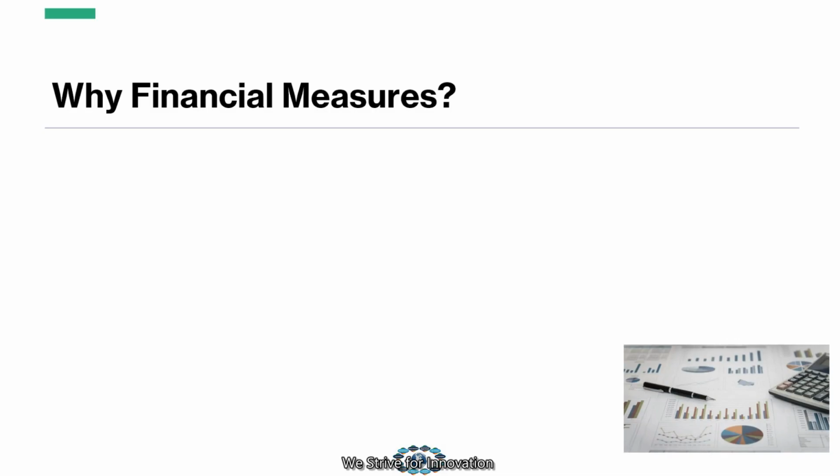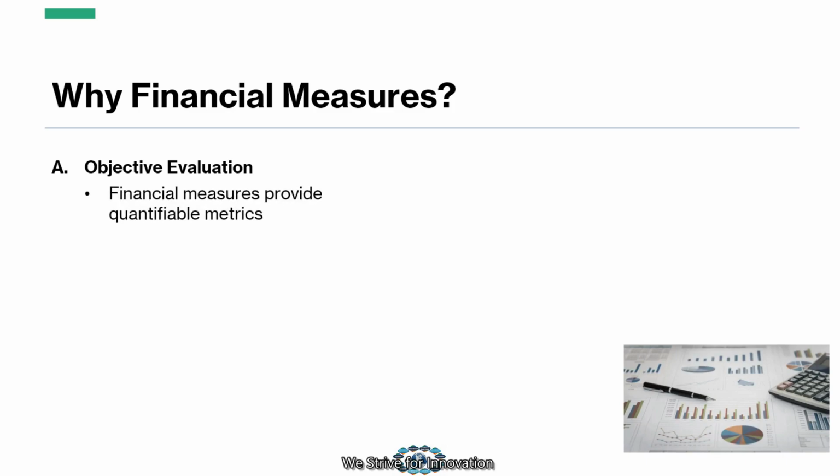Now, why do we say financial measures? Integrating financial measures into the DMAIC process is essential to gauge the real impact of a process improvement, because we have to have something to measure it effectively. The first thing we start with is objective evaluation of success. Financial measures provide quantifiable metrics to objectively assess the success or failure of a process improvement initiative.